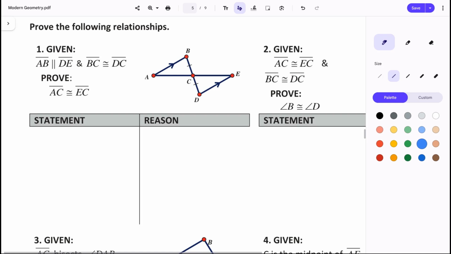Now, I want to start these the same way we've been doing our proofs. We want to get to one of those 5 tests. We want to get to side, side, side, angle, angle, side. Whichever one works, we want to get to one of those first. So we're going to start by writing down our given. So let's all do that to begin with.